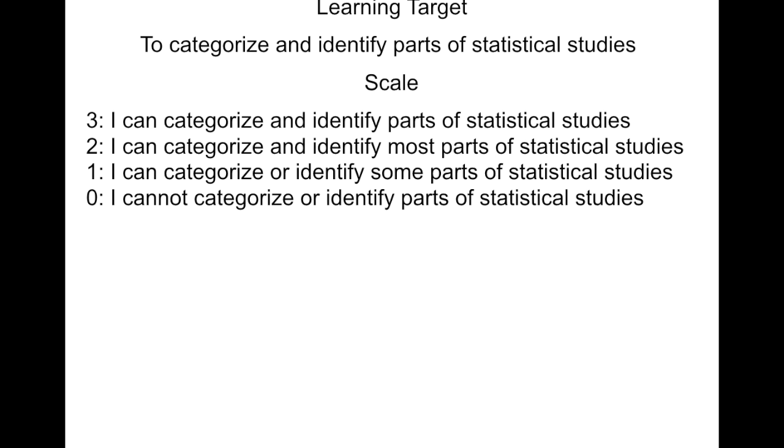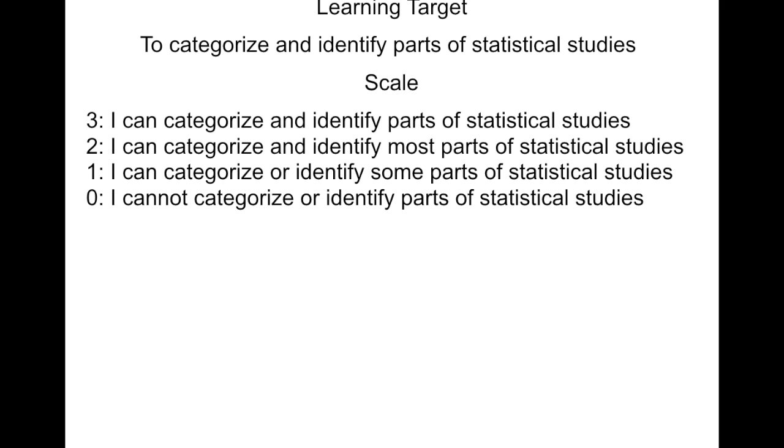That's great! The learning target for today is to categorize and identify parts of statistical studies. The scale: you're a 3 if you can categorize and identify parts of statistical studies. 2, you can categorize and identify most parts of statistical studies. 1, you can categorize or identify some parts of statistical studies. And 0, you cannot categorize or identify parts of statistical studies.